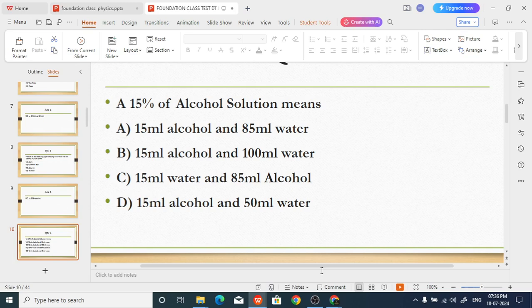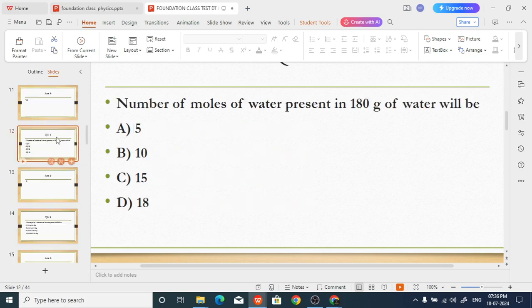B cannot be the answer because 15 ml alcohol and 100 ml water will become 115 ml solution. So it will not be a 15% alcohol solution. So A is the answer. Very good. We'll go to the next question. Question 5.